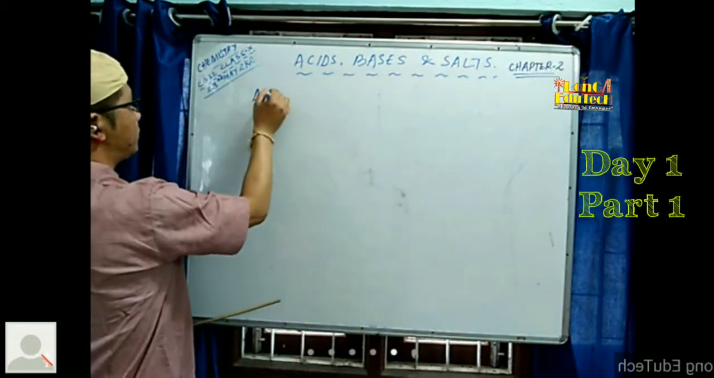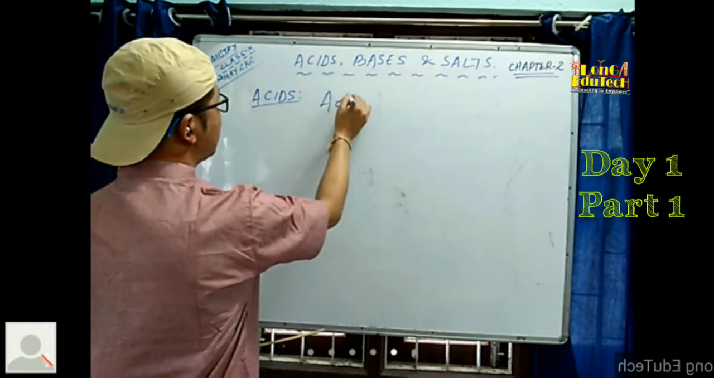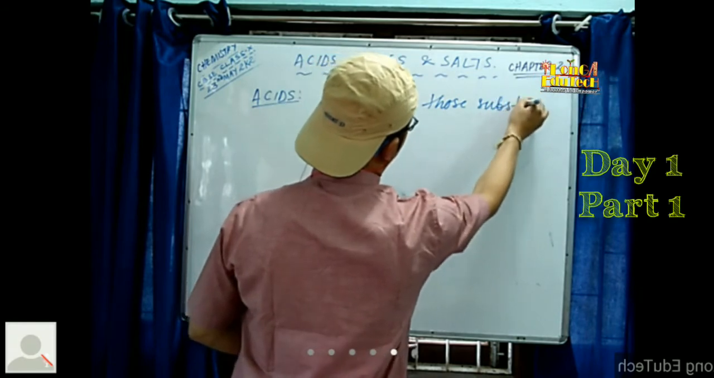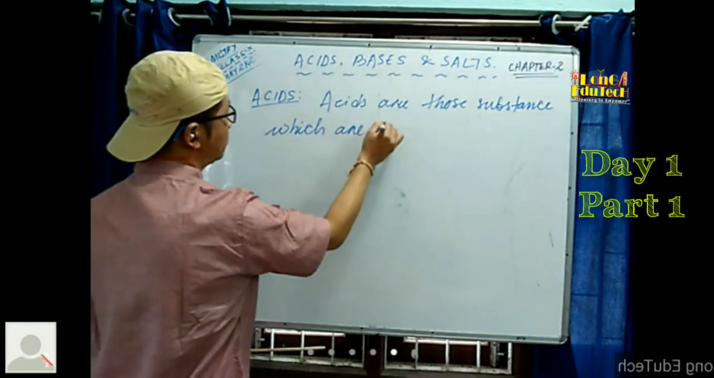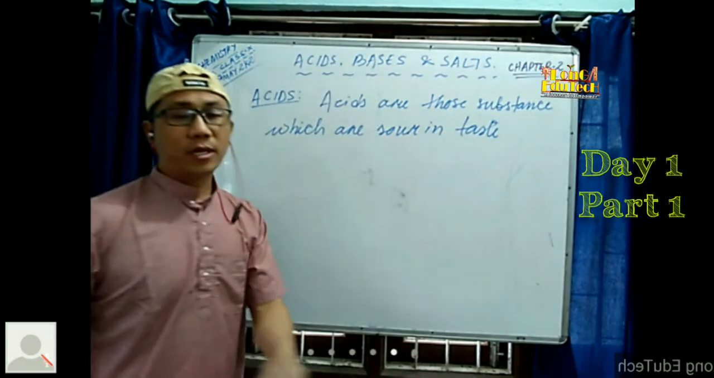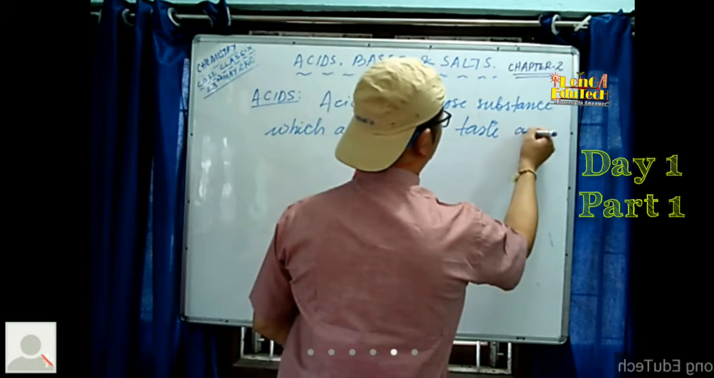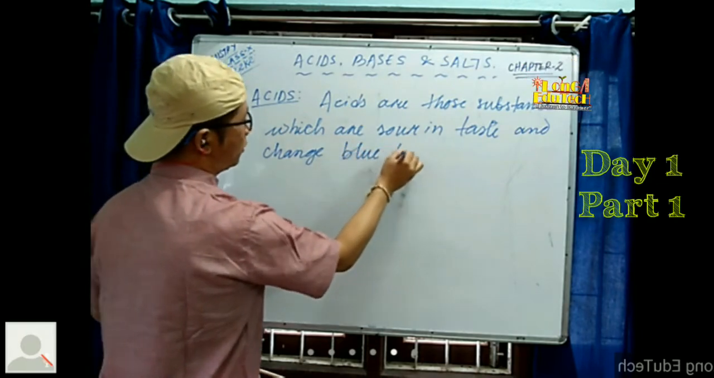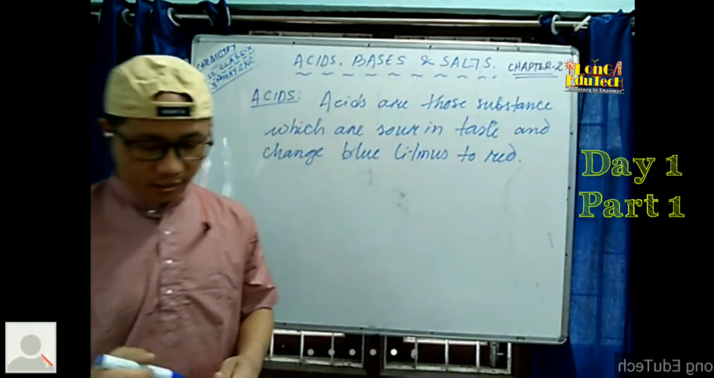Along with the definitions. Acids are those substances which are sour in taste, and which also change blue litmus to red. It changes blue litmus to red.